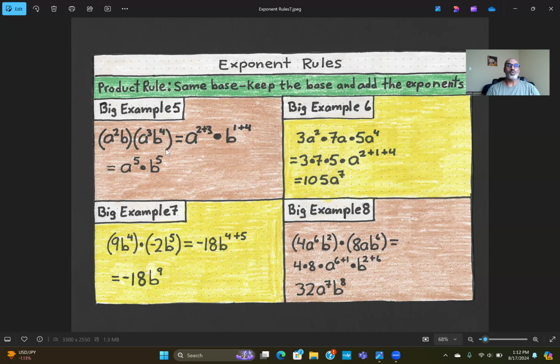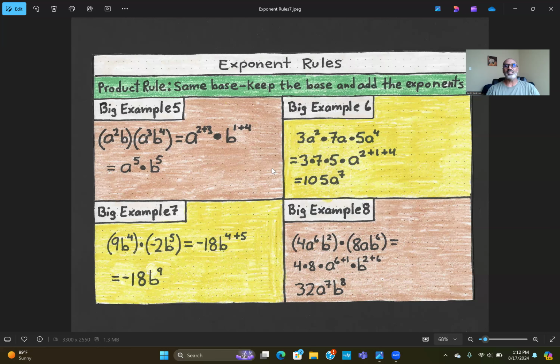And so we're going to do the same thing with b. We're just going to combine the base, right? We're going to have the same base. So we have b to the first power times b to the fourth power. Now that's really b raised to the 1 plus 4 power. And as you can see, we just add those exponents and we will have a to the fifth power times b to the fifth power as well. And that's our final answer for big example 5.